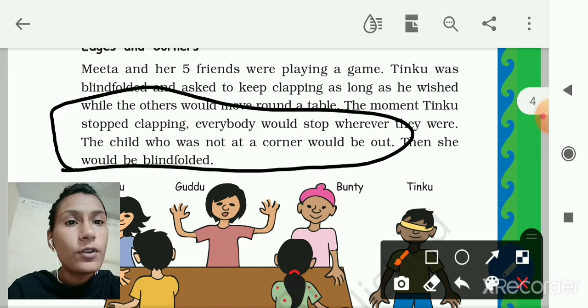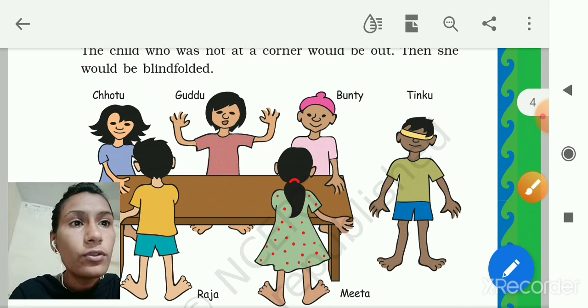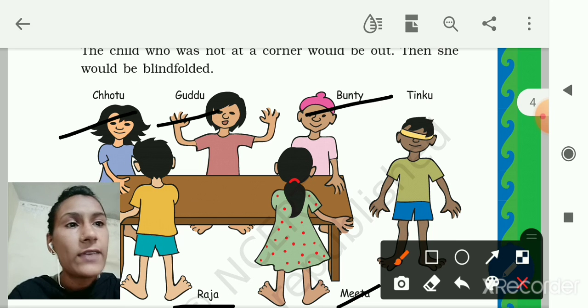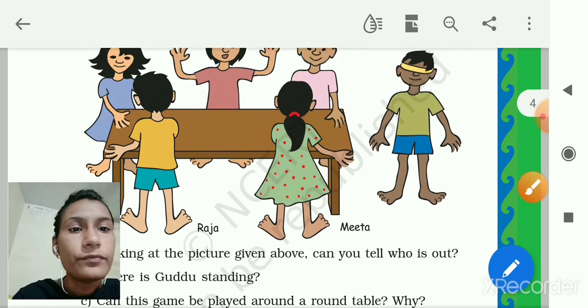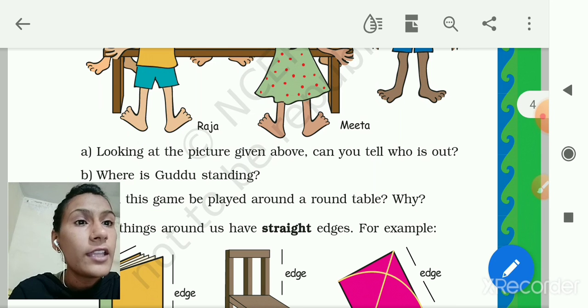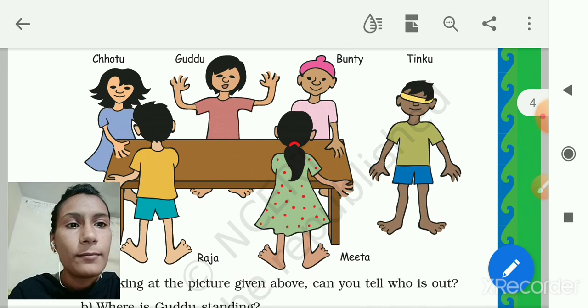Then she would be blindfolded. Here you can see these 5 friends. Chotu, Guddu, Bunty, Raja and Meena. These 5 friends and this Tinku. Looking at the picture given above, can you tell who is out? Now you can see this picture. Now you can tell me who is out.